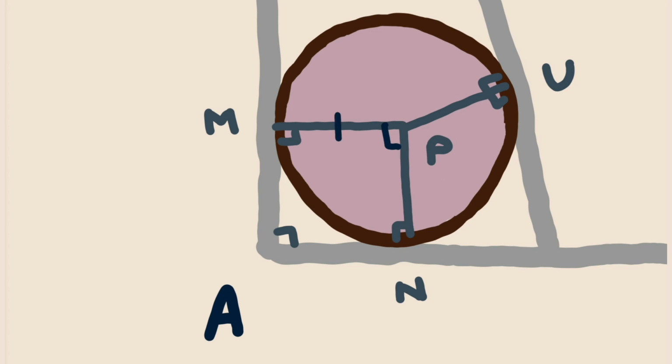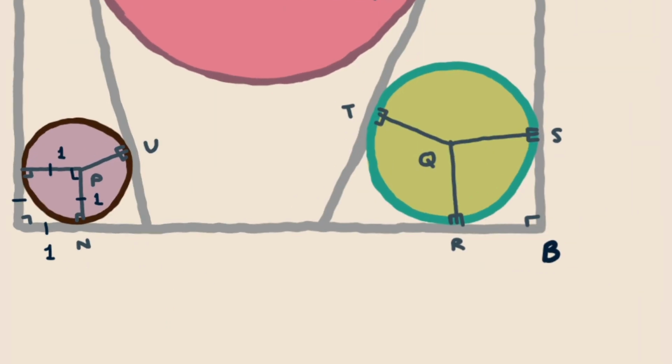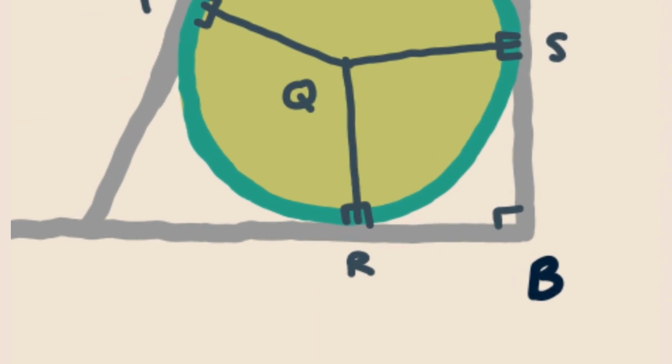Now PM and PN are equal because they are the radius of this circle, and it has a value 1 because it was a unit circle. Therefore the square over here has all sides equal to 1. Now the same thing can be done in the other quadrilateral, QSRB. Again by the angle sum property, this angle is 90 degrees, and these two lengths are equal with a value 6. Therefore a square has been formed here with all of its sides equal to 6.